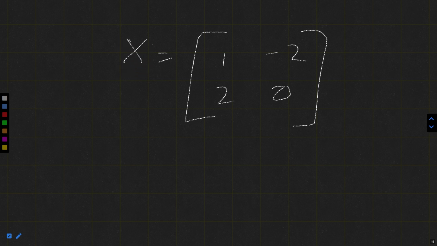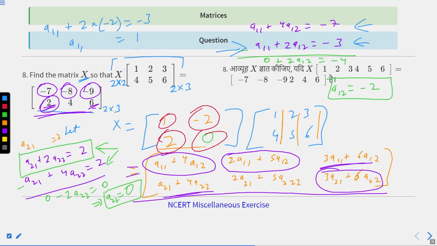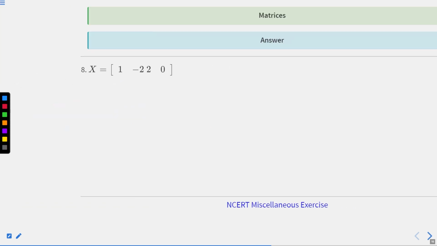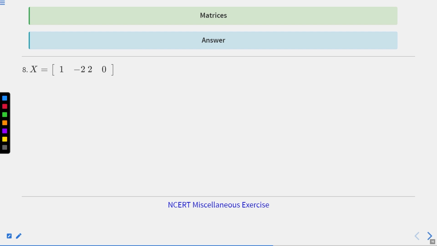I hope it is clear how we got our answer. Simple, easy. Now let us move to the next. As you can see, the matrix is not written in quite the standard form, but X is equal to 1 minus 2, 2, 0. Let us move to the ninth problem.